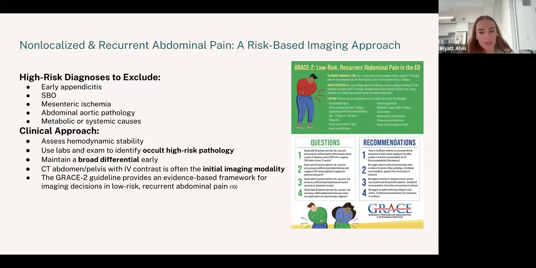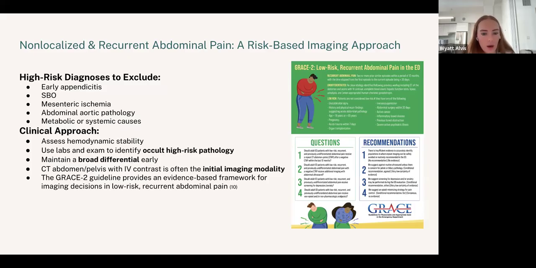So in this setting, CT abdomen with IV contrast is normally our initial imaging modality. For patients with recurrent low risk presentation, our GRACE score, which I hope you can see, it's a little small, I couldn't blow it up bigger, can help us guide imaging decisions while minimizing those repeat unnecessary CTs. Because if someone comes in multiple times with this recurrent abdominal pain, we don't want to be sending them through a CT machine every single time. You can kind of see there, it essentially gives you questions to ask and then recommendations from there.